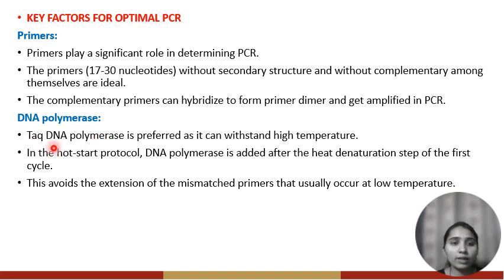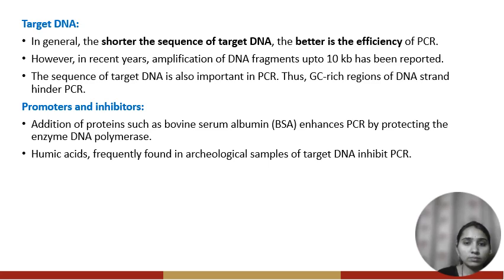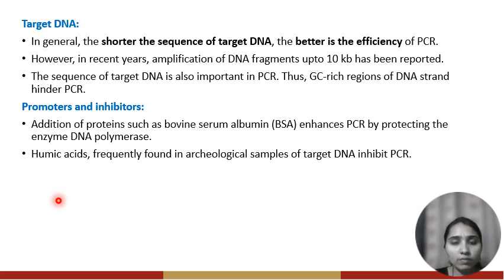The next key factor is the DNA polymerase. Taq DNA polymerase is preferred as it can withstand high temperature. In the hot start protocol, DNA polymerase is added after the heat denaturation step of the first cycle. This avoids the extension of mismatched primers that usually occurs at low temperature. The third key factor is the target DNA. In general, the shorter the target DNA sequence, the better the efficiency of the PCR. However, in recent years, amplification of DNA fragments up to 10 kb has been reported.